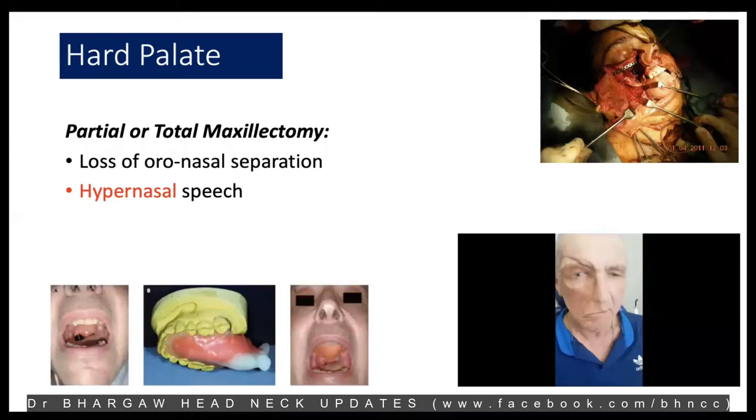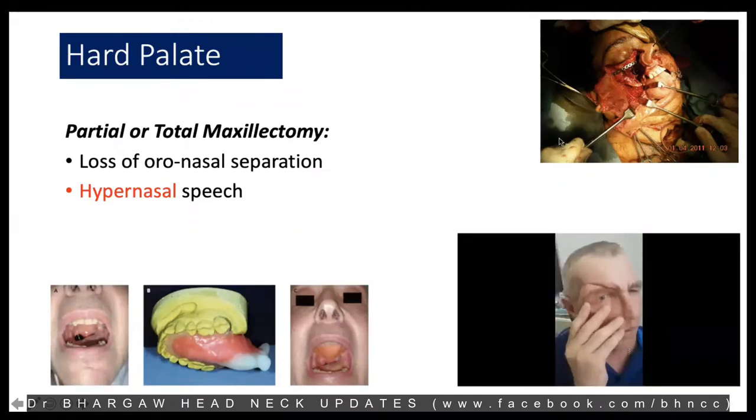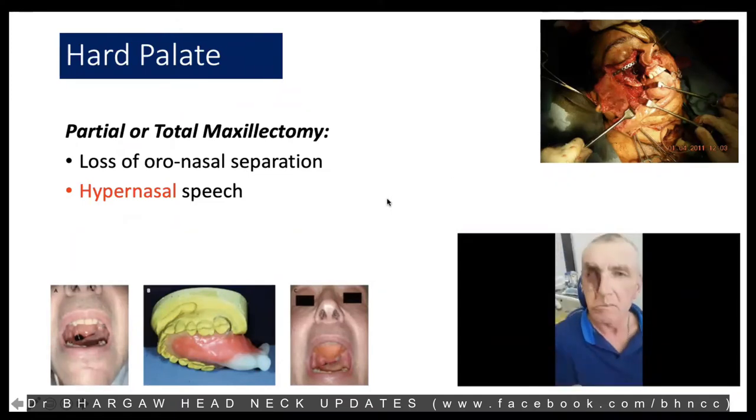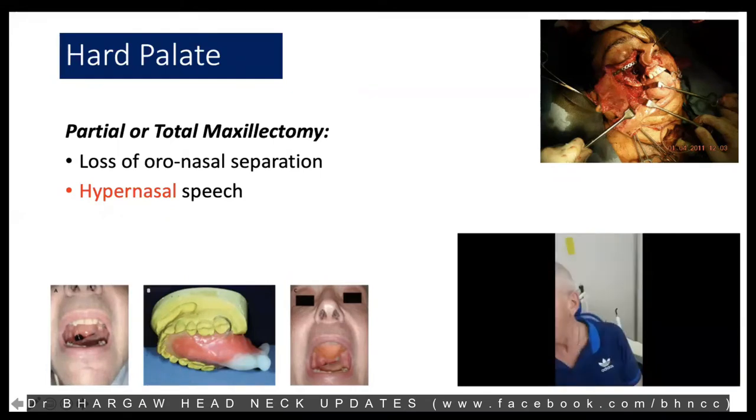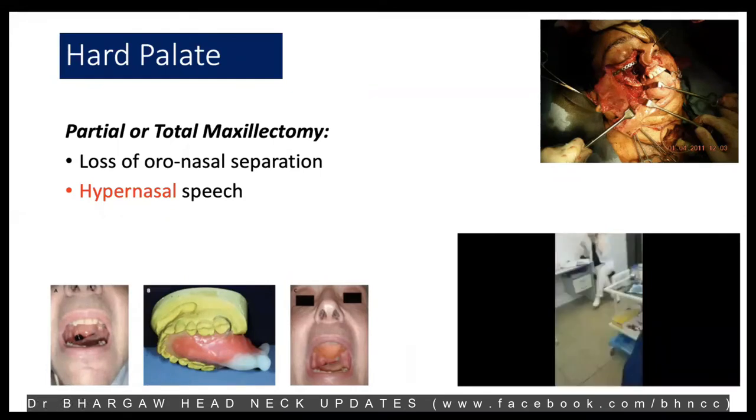And in these situations, prosthetics help. We can also do a flap in front of it just to create that oronasal separation, and also add teeth to help with the chewing.